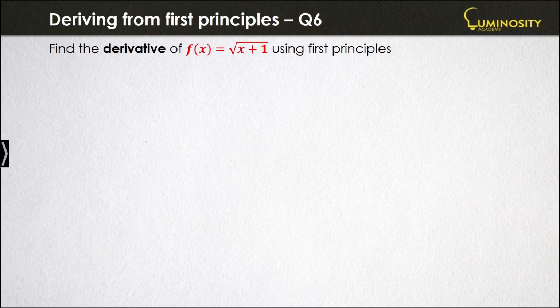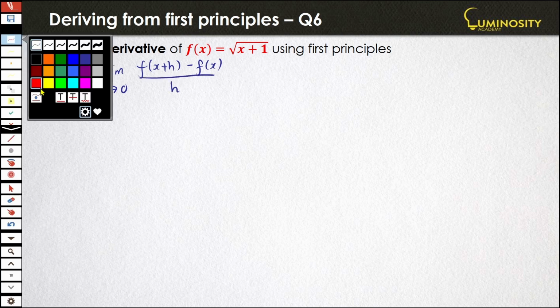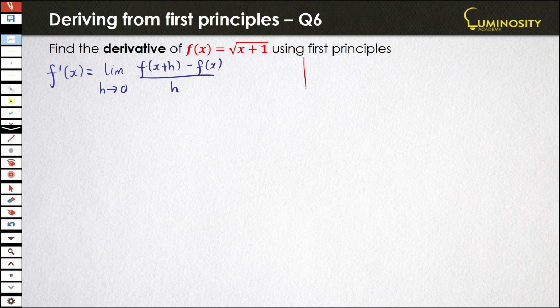What is the derivative? Let's have a look at deriving from first principles, question 6. Again, the first derivative f prime x is defined as the limit as h approaches 0 of the average gradient formula, f of x plus h minus f of x all over h. So again, let's do our algebraic gymnastics on the side.